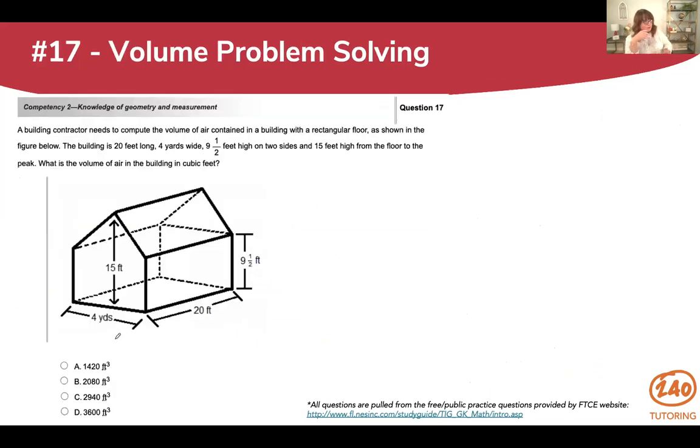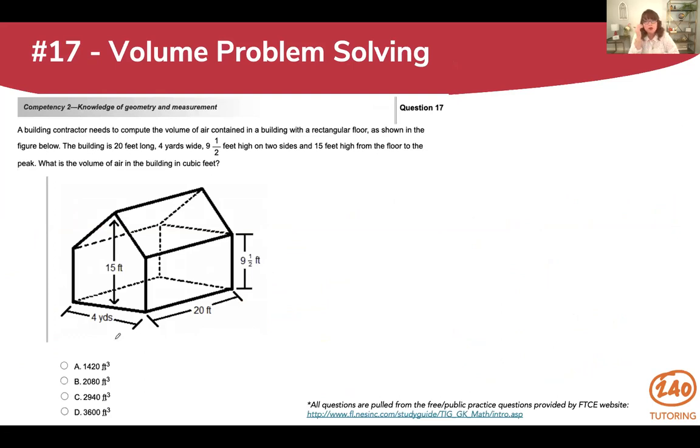Okay. It says a building contractor needs to compute the volume of air contained in a building with a rectangular floor as shown in the figure below. The building is 20 feet long, 4 yards wide, 9.5 feet on 2 sides, and 15 feet from the floor to the peak. What is the volume of air in the building in cubic feet?